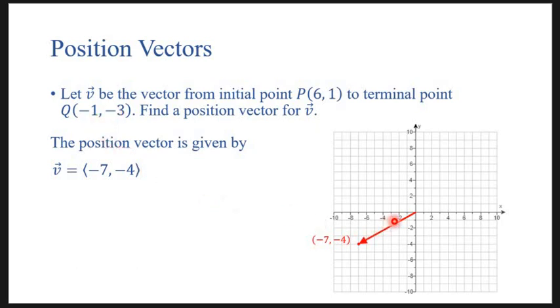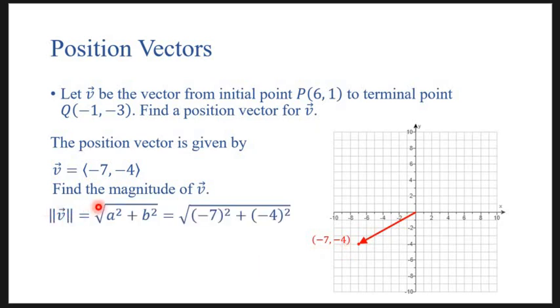So what if I wanted to find the magnitude of this vector? I would use the formula. The formula says to find the magnitude of vector v here, I would just take the square root of the squares of the components added together. So I square each component, I add them together. When I square -7, I get 49. When I square -4, I get 16. And when I add those together, I get the square root of 65.